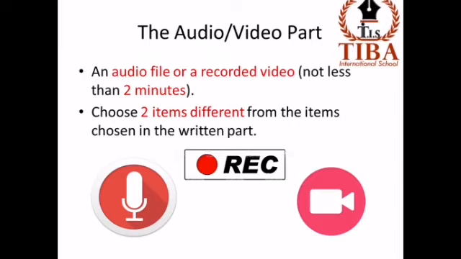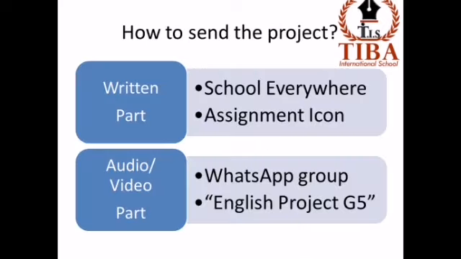Now that we have understood how to do the project, the next question is how to send the project. Okay, there are 2 ways to send the project. First, how I'm going to send the written part. You will send me the written part on School Everywhere on the assignment icon. Okay, I'm going to send you the assignment, and you're going to reply sending me back the written part that you have done.